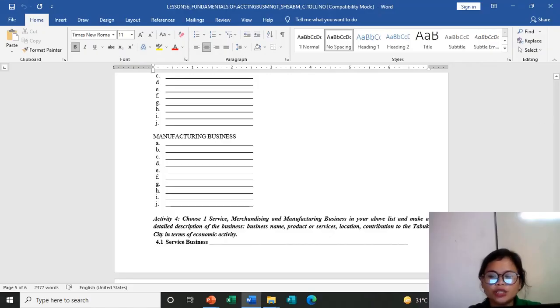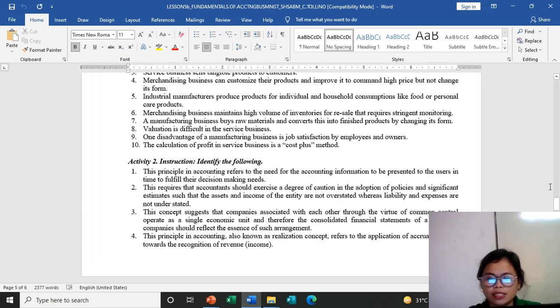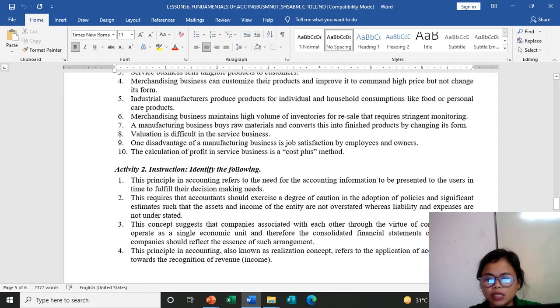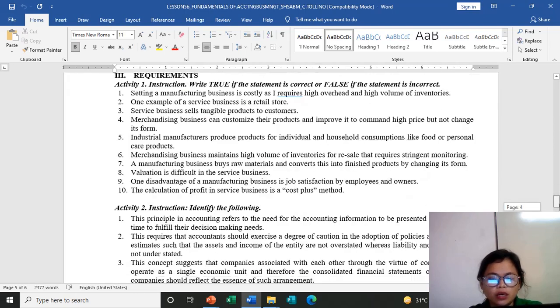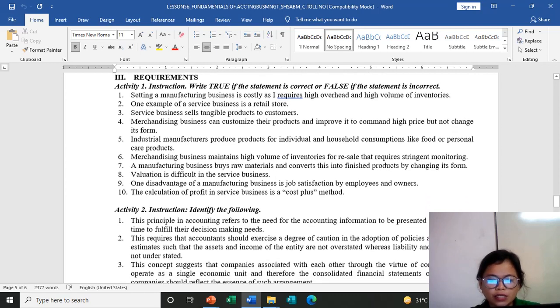Okay, so natapos na natin yung topic 4, lesson 5, which is the classification of business and the accounting principles and the concept. Now, let's go to your requirements. Okay, let's discuss one by one. Okay, for your activity 1, ayan, write true if the statement is correct and false if the statement is incorrect. So, true or false lang yan. So, kung binasa yun yung module, nanood kayo dun sa video, alam nyo sasagutan yan.